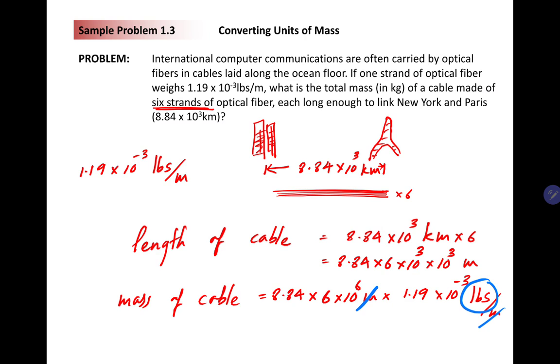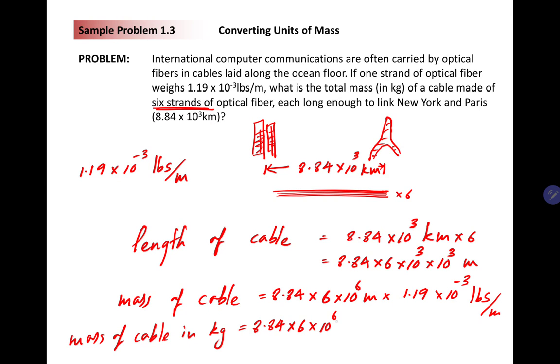But here's the problem: you don't need it in lobes. They're asking for the total mass in kilograms, so you want to convert lobes into kilograms. We can do that. Mass of cable in kilograms. This is easy, not that hard. So you have 8.84 times 6 times 10 to the power 6.